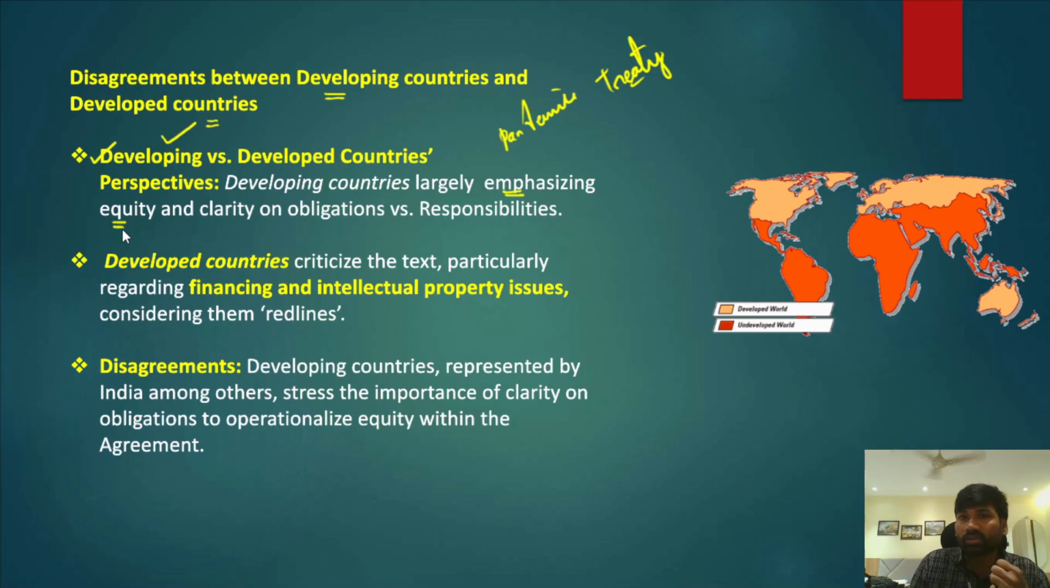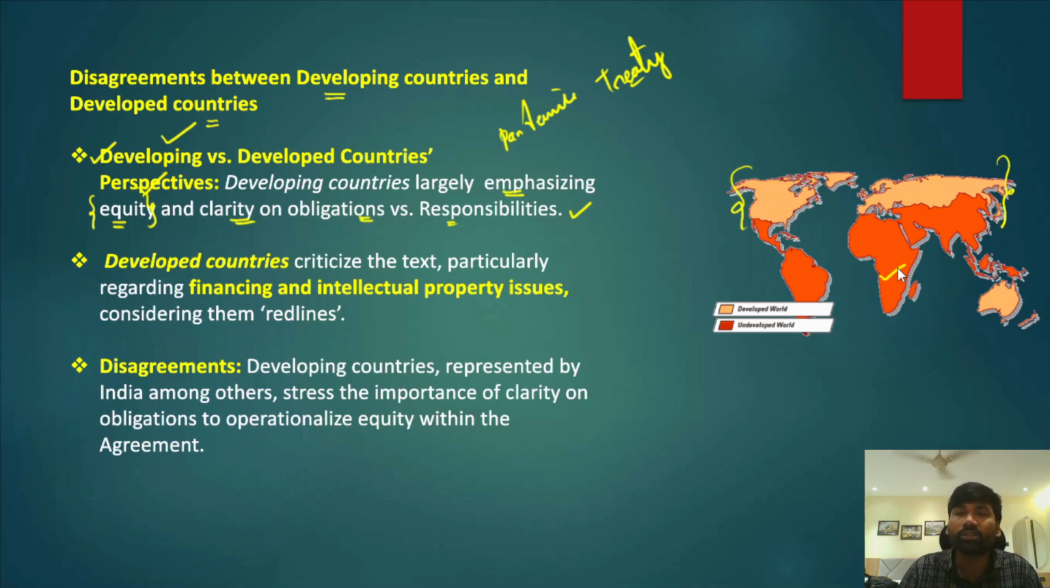Because those countries lack resources, they also lack financial resources, and they also lack the technology to manufacture vaccines and medicines. And most of the poor people live in these developing and underdeveloped countries. So therefore, they are emphasizing vaccine equity and at the same time clarity on obligations versus responsibilities. They are demanding that the developed countries should have greater obligations and greater responsibilities compared to the developing countries, because the developing countries are starved of resources.